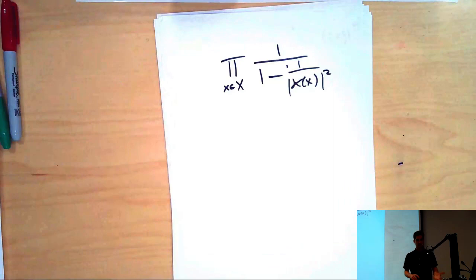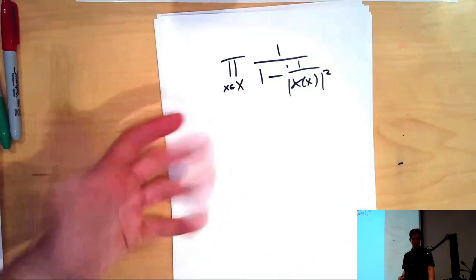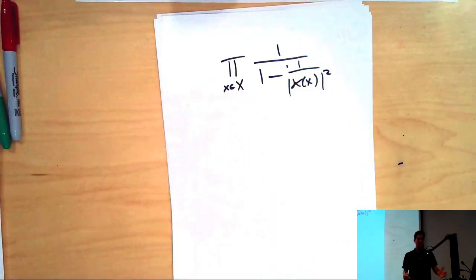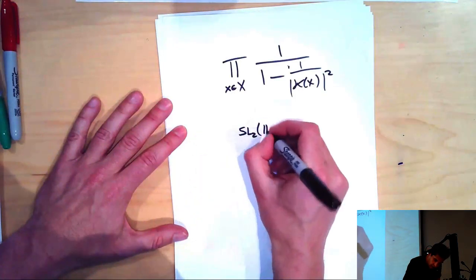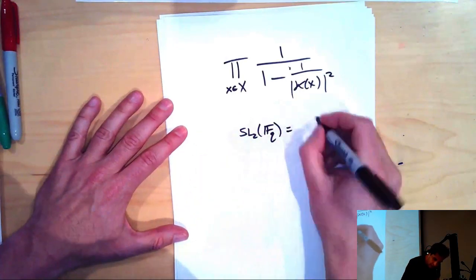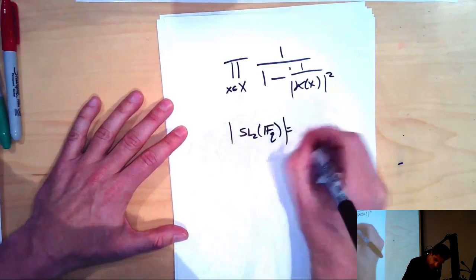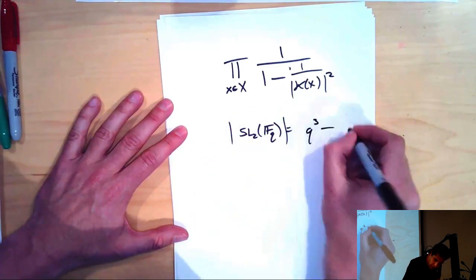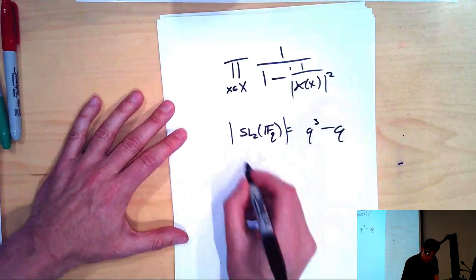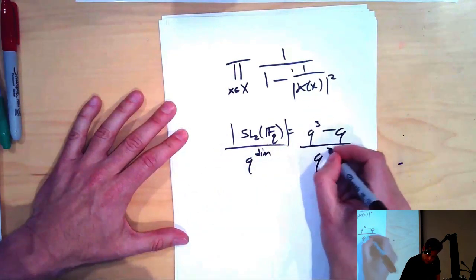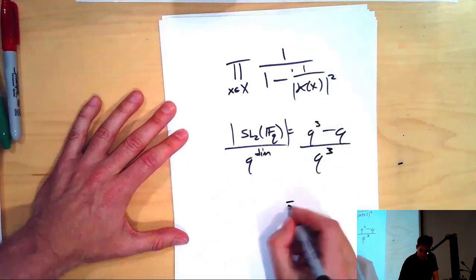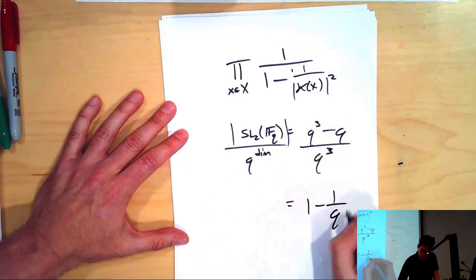So, what's the number of points of SL2 of F_q? The size of this group is q cubed minus q, I think. And so if you divide by q to the dimension, you get q cubed minus q divided by q cubed, so 1 minus 1 over q squared.